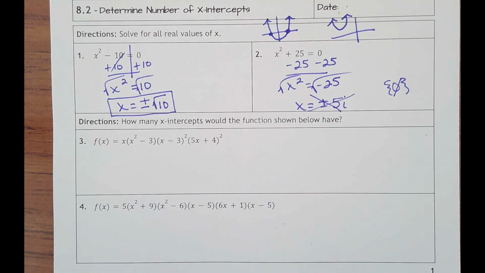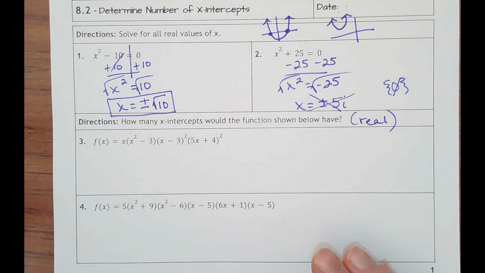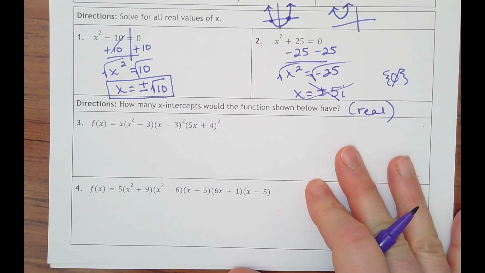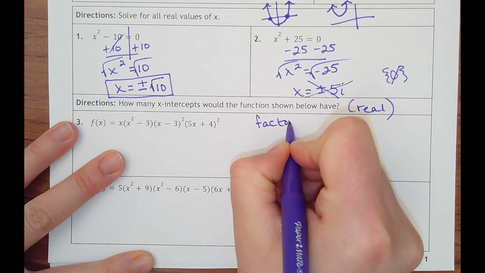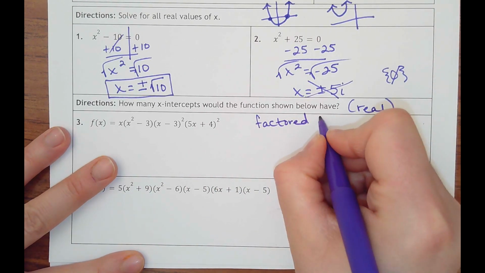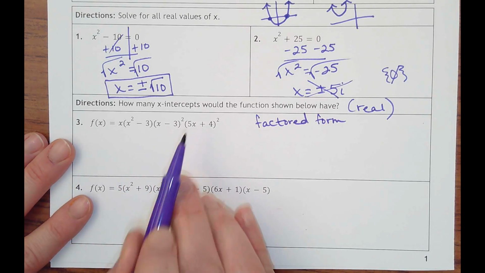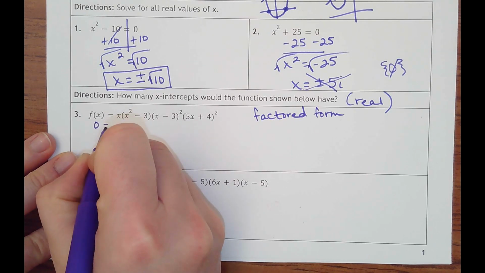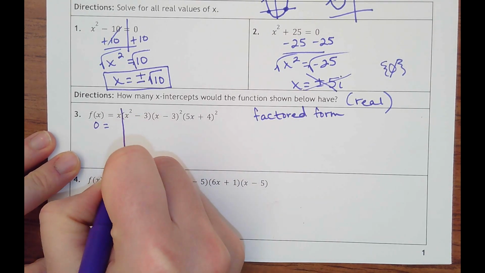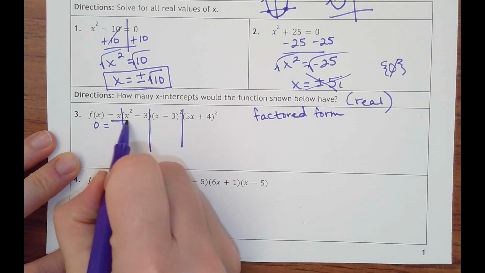The next section says, how many x-intercepts would the function shown below have? So again, it wants just the real ones, not the imaginary. And the good thing is these problems are already in factored form. Factored form means you're going to see parentheses. See how this is already split up into its factors? That's good. So what I'm trying to do is figure out where y equals 0, setting it equal to 0. And I want to draw lines down through everything with x that I see, every factor.